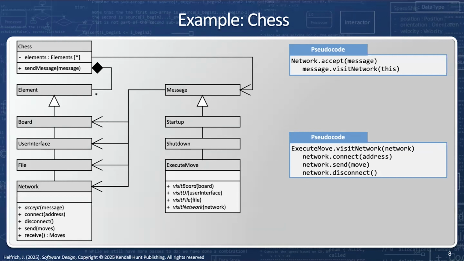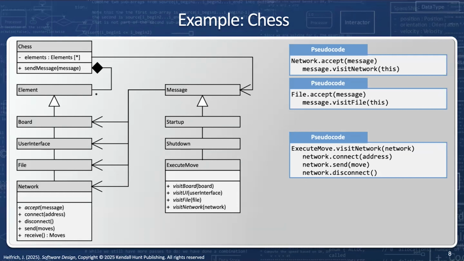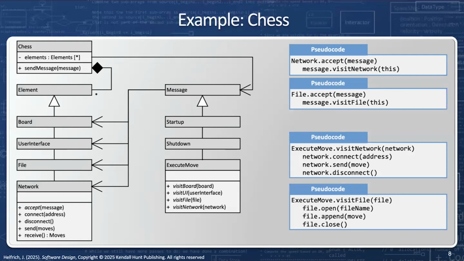Let's take a look at another example here. Let's say file is going to accept a message. And once again, there's only a one-line code for accept ever. It's just going to call message.visitFile. And it's done because it has no idea what its interfaces are going to correspond to. But now visit file is going to say, hey, file, open, append the move, and then close. And now visit file will know exactly how to execute this specific action onto my file interfaces.